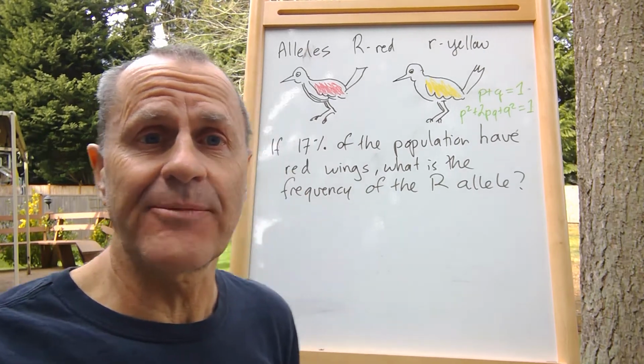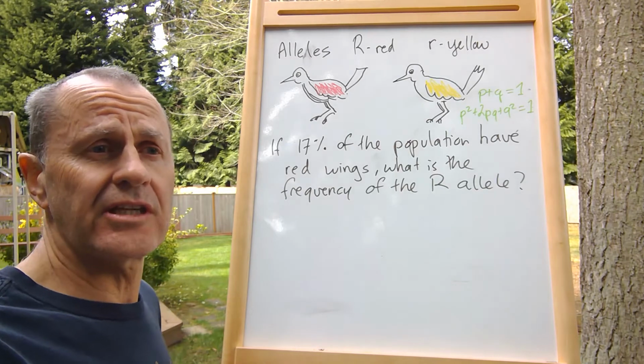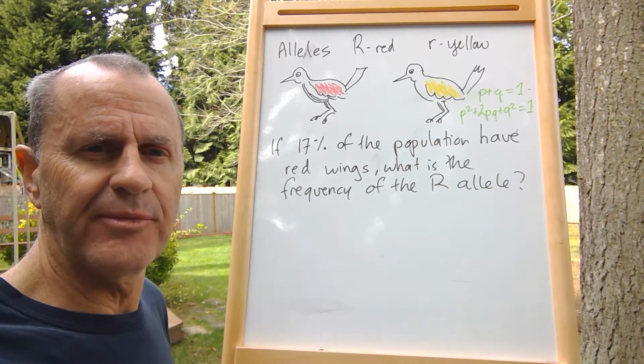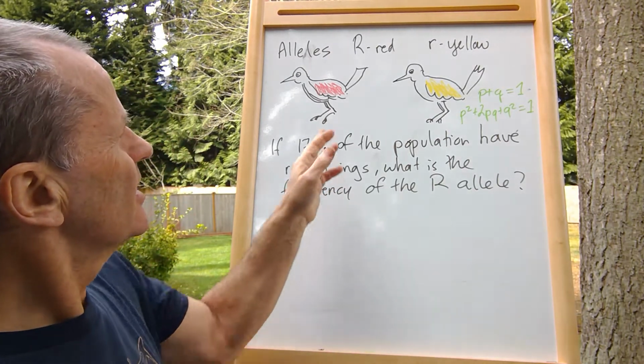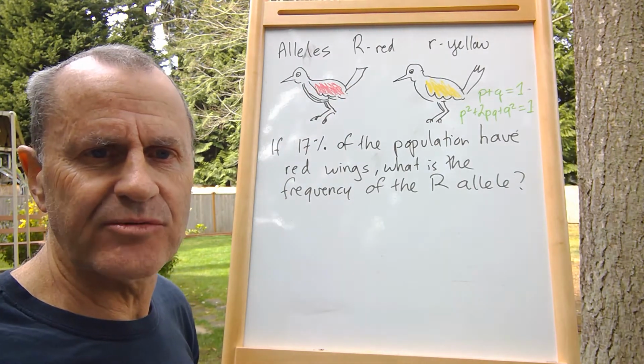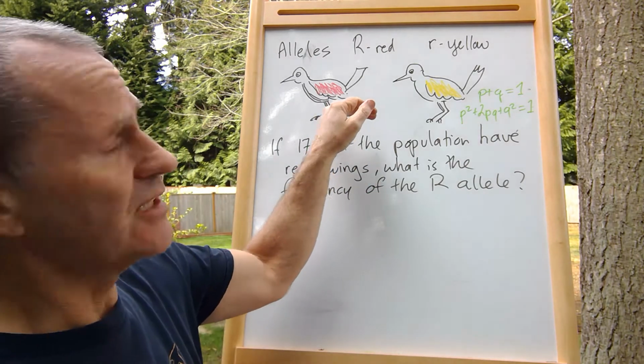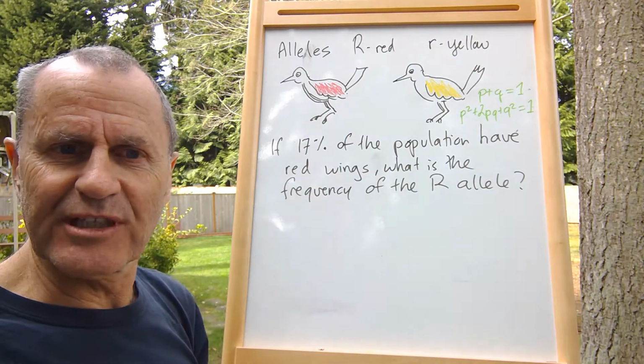Hi. So finally, let's have a look at the sort of test question that could be asked using the Hardy-Weinberg equilibrium equations. Here we've got, as usual, something I've made up, and anyone who writes a test will have made up many of these. I've just made up a kind of bird, a red-winged warbler and a yellow-winged warbler.